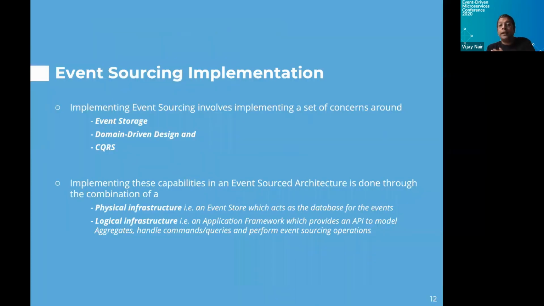So how do we go about implementing event sourcing? Implementing event sourcing involves a set of concerns around three main aspects. Of course, it's all about event storage. You need to store events as and when they have occurred on an aggregate in an append-only fashion. Events are never replaced because you always want to know what has occurred for a particular aggregate. So events are always appended, and they need to be appended quickly as well as read quickly to construct state, as I told you before. There are a lot of concerns around event storage.